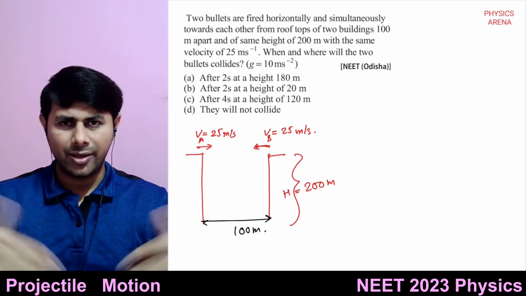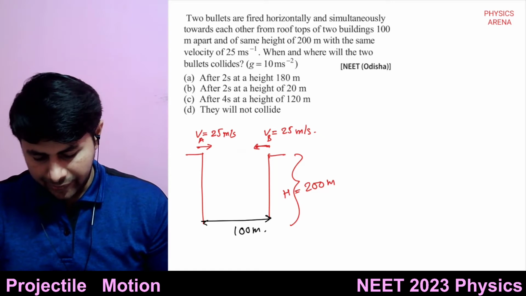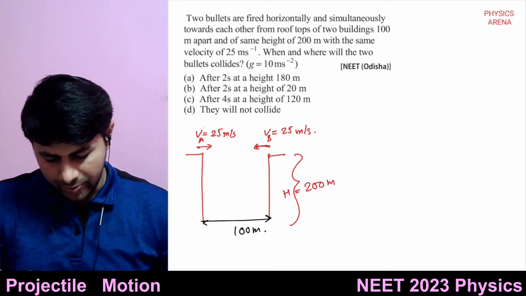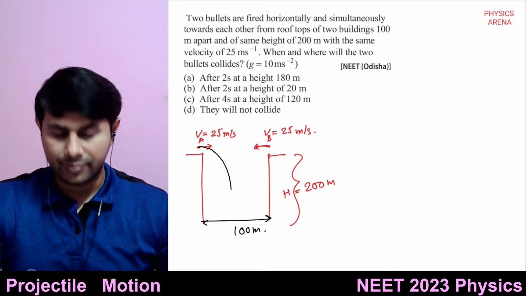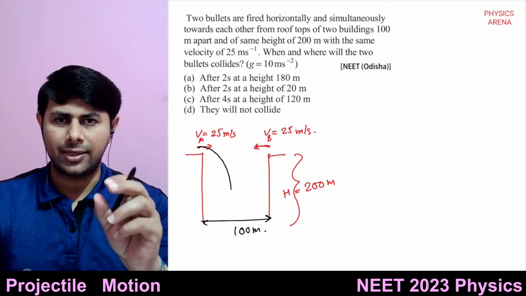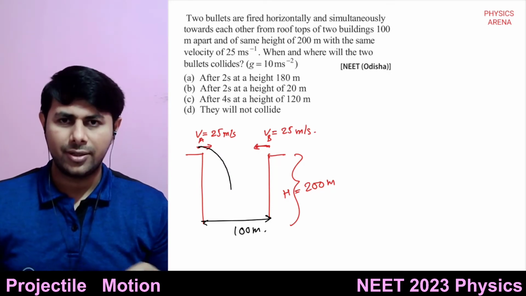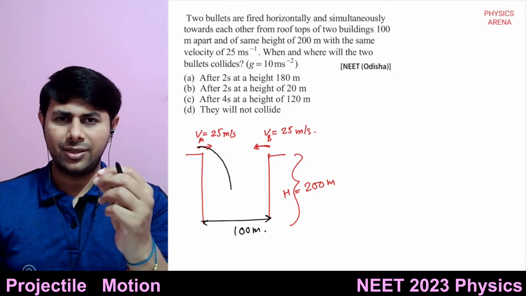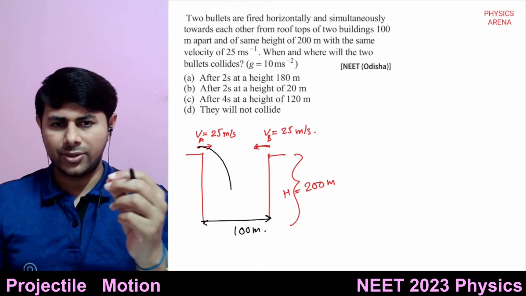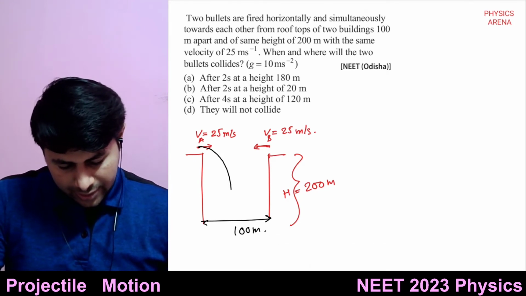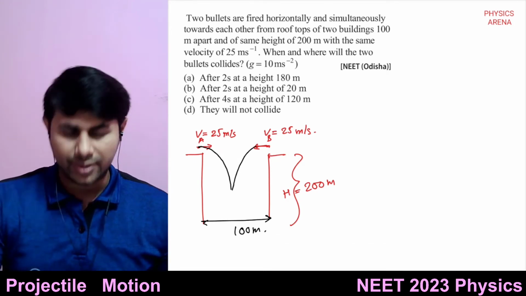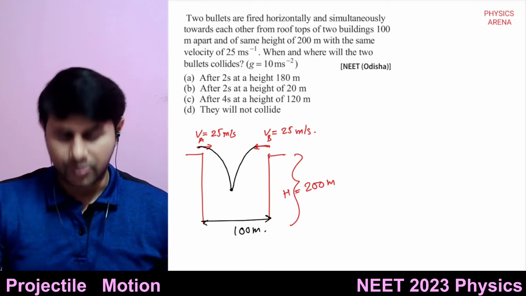What path will they follow? Their path will be projectile motion. So the first bullet will follow this kind of path, right? If you throw something in a horizontal direction, it follows this kind of path, a parabolic path, and this one also follows a parabolic path. They will meet at this point.